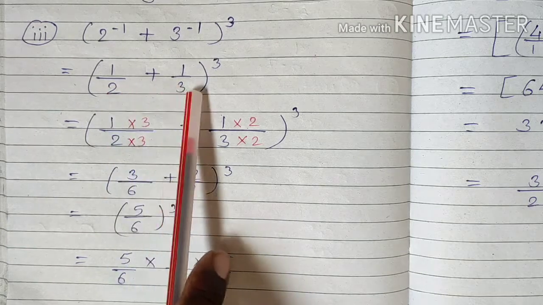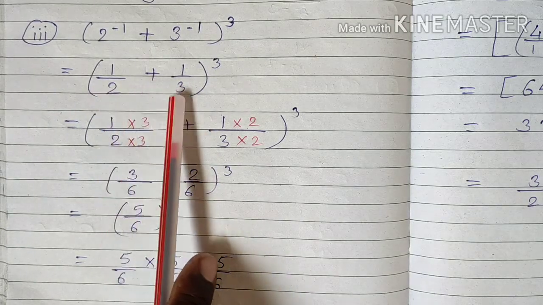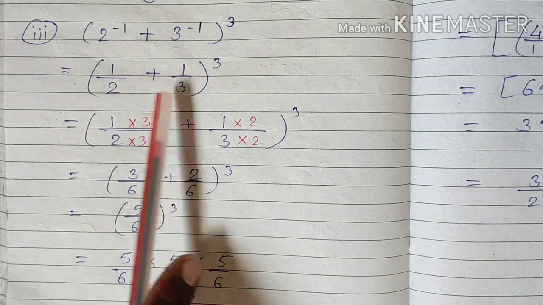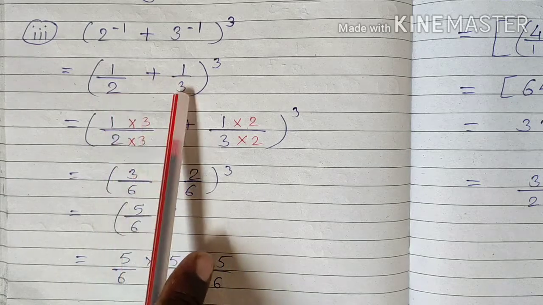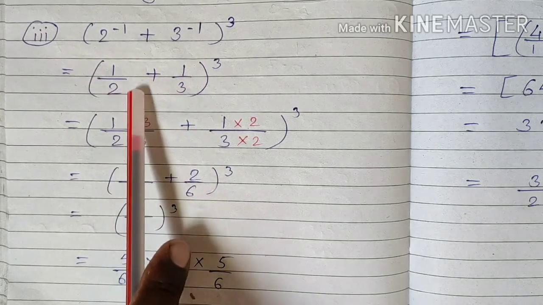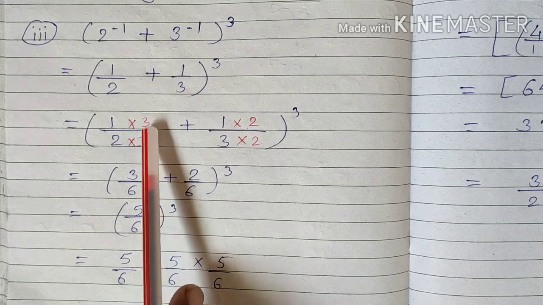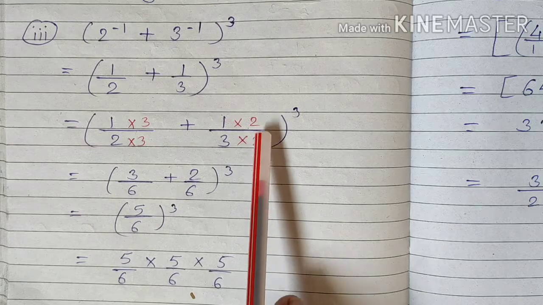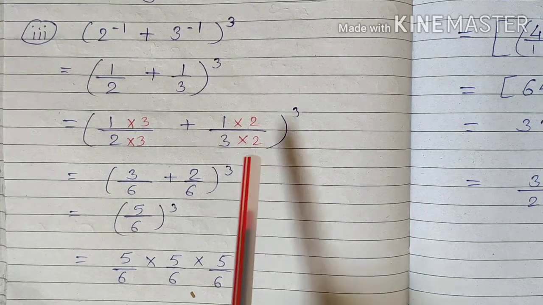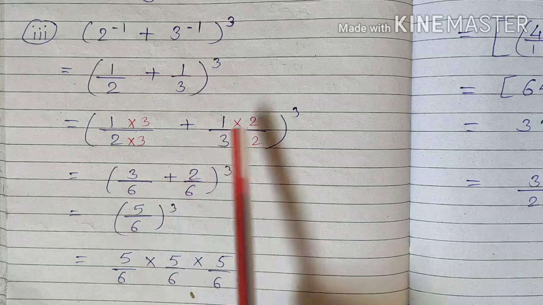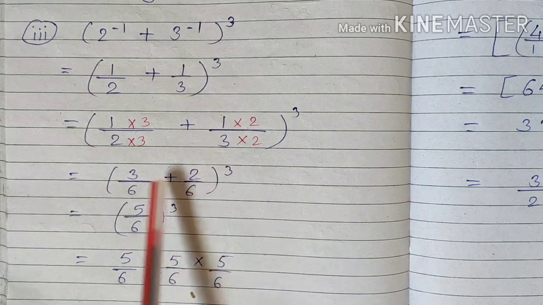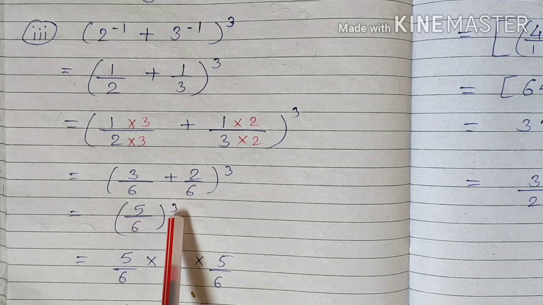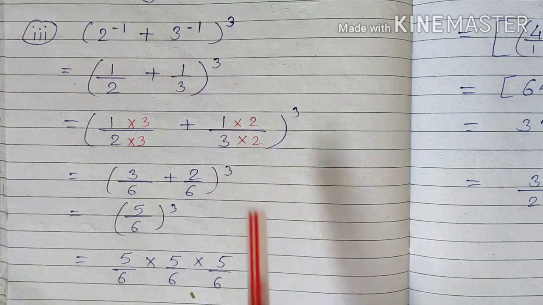Now to add these two, their denominators are different. So to make their denominators equal, we take the LCM of the denominators. 2 and 3, the LCM is 6. Hence the first number is multiplied by 3 in both numerator and denominator, and our second number is multiplied by 2 in both numerator and denominator. So it becomes 3 by 6 and it becomes 2 by 6. Addition of 2 and 3 becomes 5 by 6 raised to 3. See, everywhere raised to 3 is as it is.